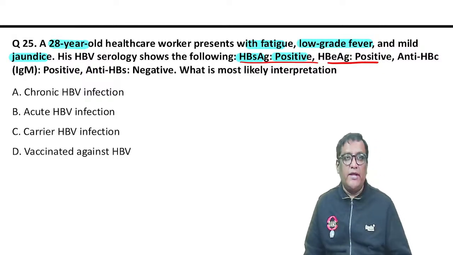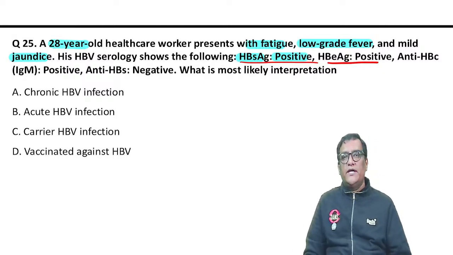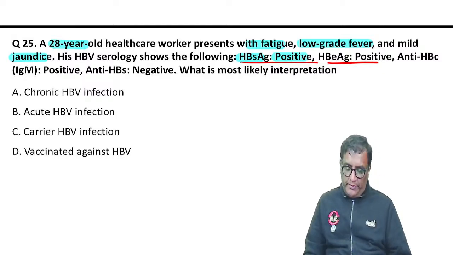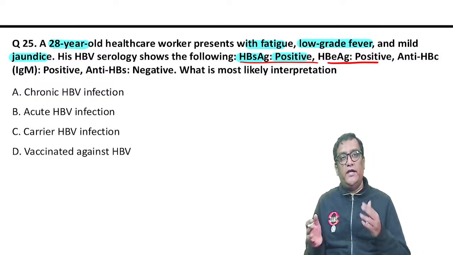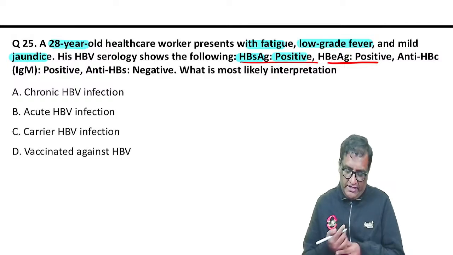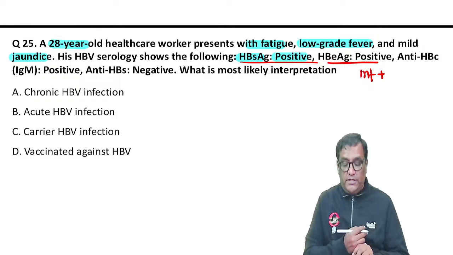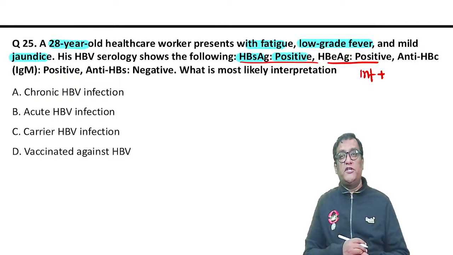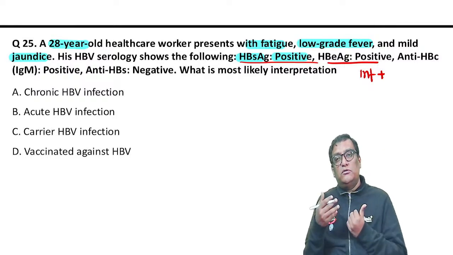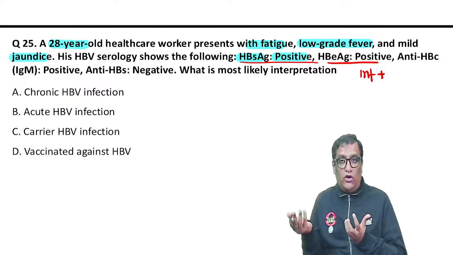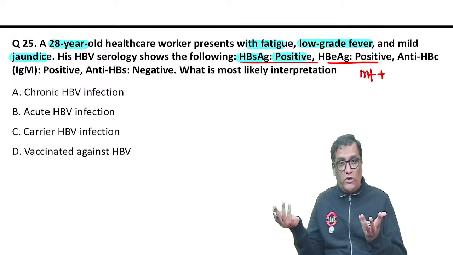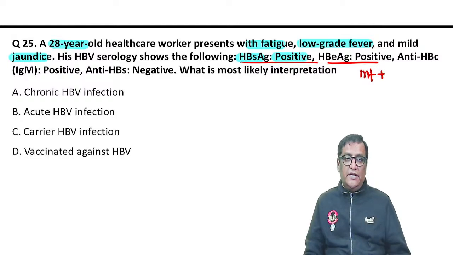HBeAg positive. What does HBeAg suggest? If HBeAg is persisting, that means infection is present. For how long is HBeAg positive? If it is beyond 3 months, then we start suspecting chronic or even carrier also. Okay, that is not making us any difference.